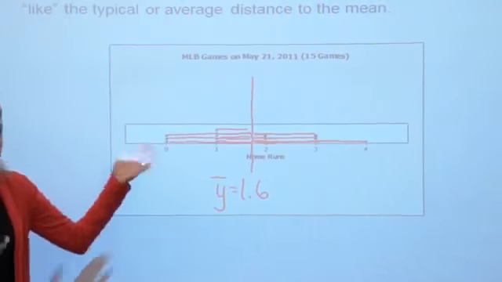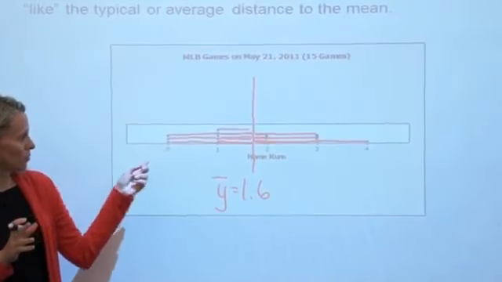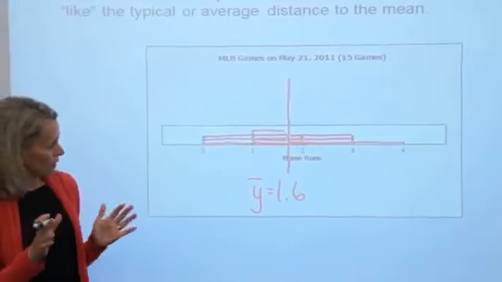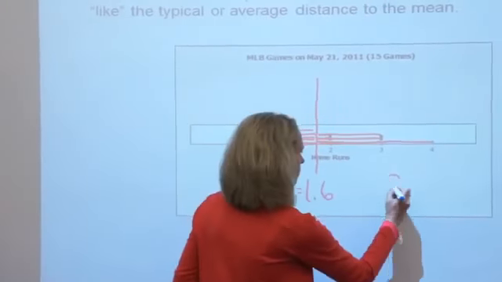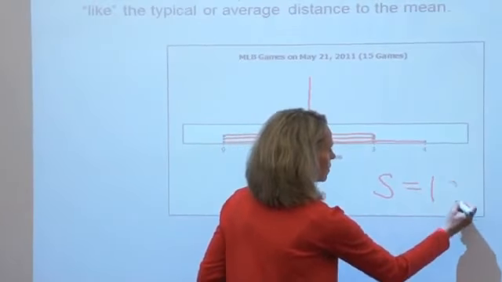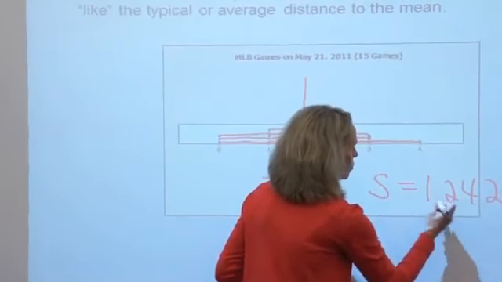If you look at the average distance that those values are from the mean, on average, the distance there is about the value of the standard deviation. It's about 1.242.